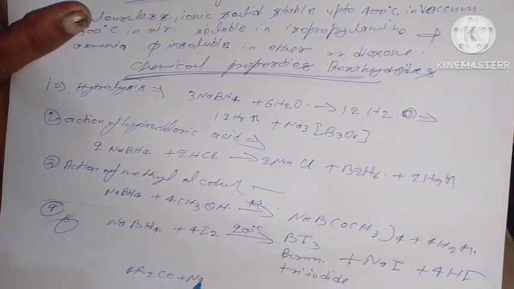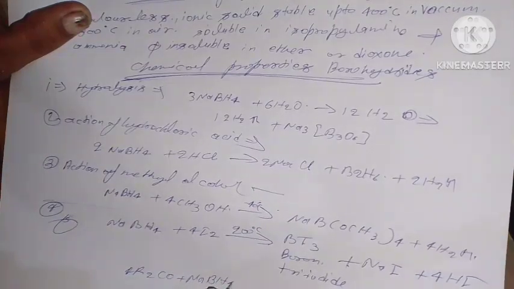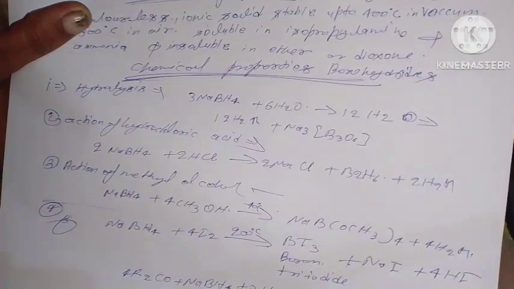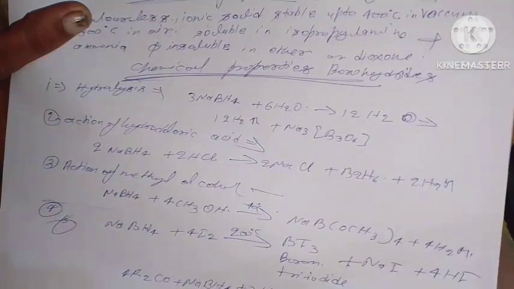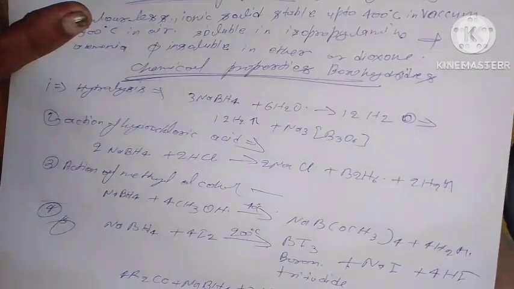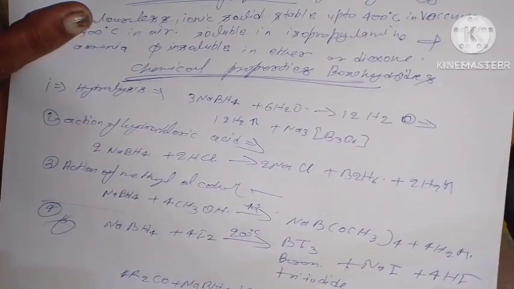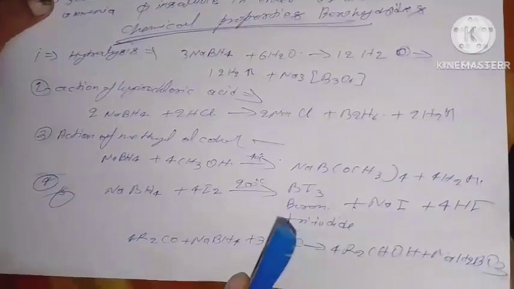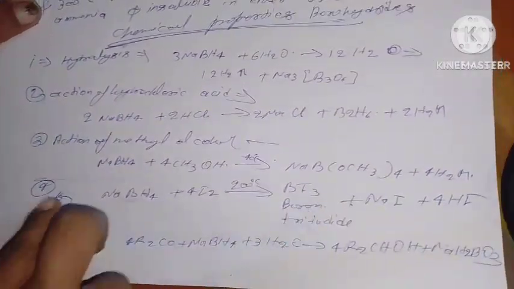4R2CO plus NaBH4 plus 3H2O, that makes 4R2CHOH plus NaH2BO3, okay? Important usage of sodium borohydride.